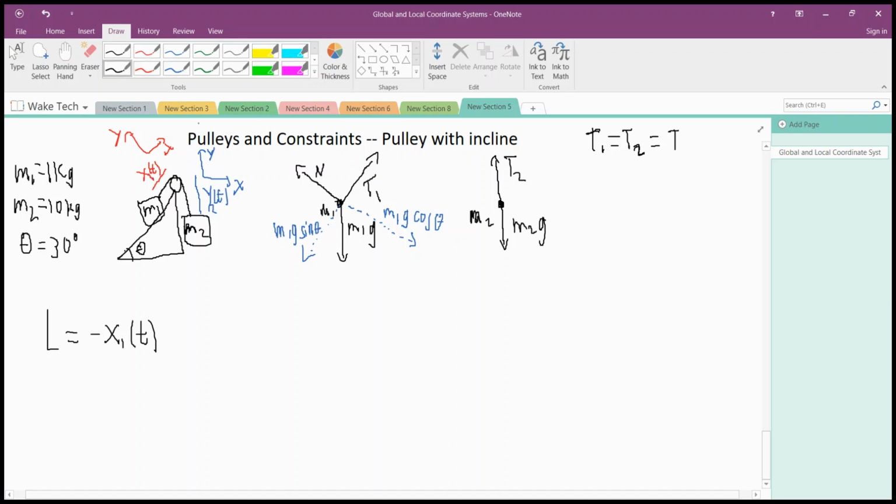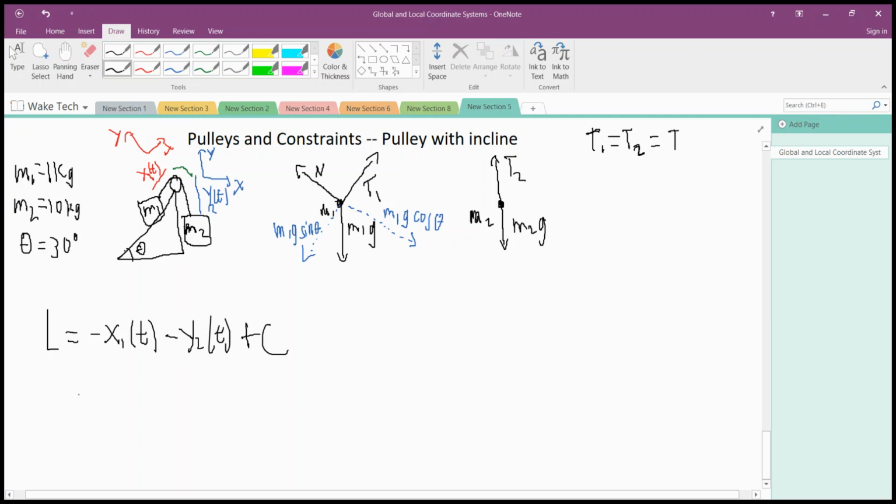And then for this part of the rope, notice I'm measuring it in the blue coordinate system. In the blue coordinate system, downward is negative. And if downward is negative, then this y coordinate here is going to be negative, and so I get minus y2 of t. And then finally, I have the constant part of my rope, which I can call c, and all together, that makes up the total length of my rope.